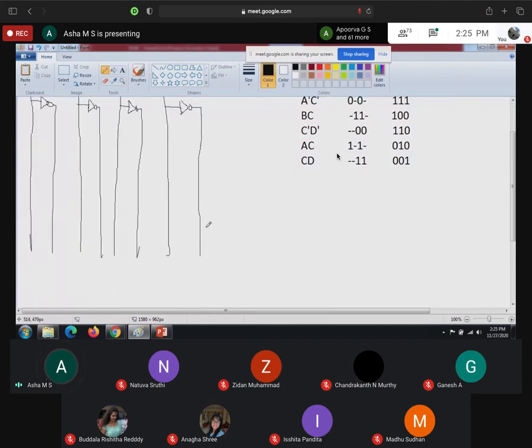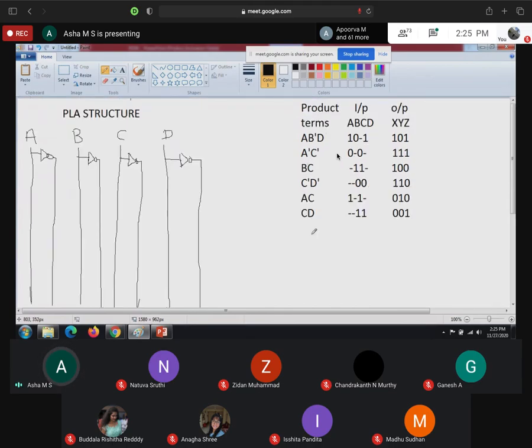Okay. So now the inputs are ready. How many products are required? Six products are required. Six products means six AND gates.